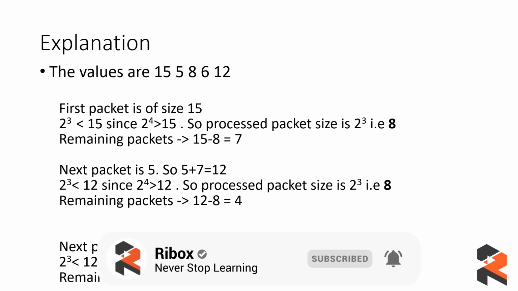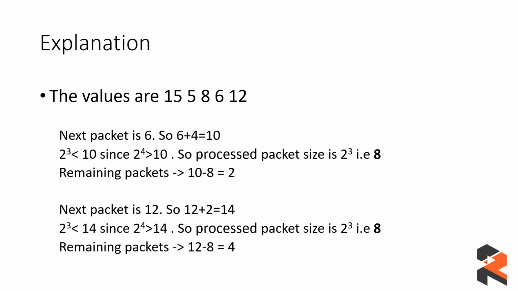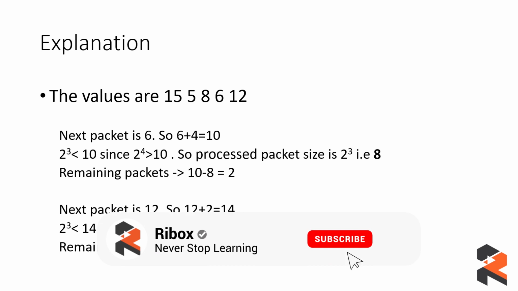Again we go with the same procedure. 2 to the power 3 is less than 12 and 2 to the power 4 is greater than 12, so we go with 2 to the power 3. The processed packet size will again be 8, and the remaining packet size will be 4. The next input is 6, and we add the remaining 4, so the total is 10. Again 2 to the power 3 is less than 10 and 2 to the power 4 is greater than 10.